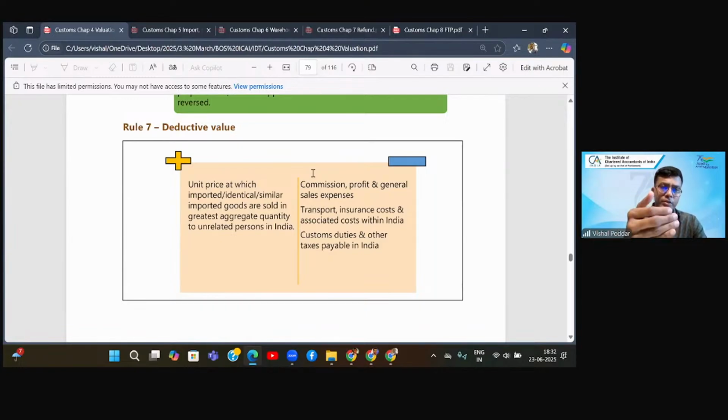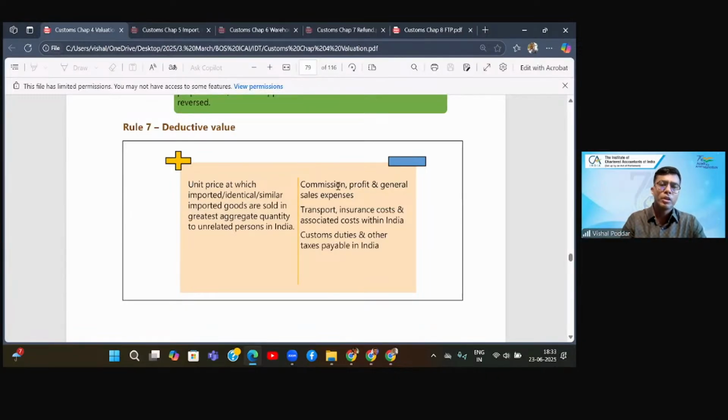Now what we are doing is we are going reverse. So you take the selling price of these goods in India to an unrelated buyer in India, take that selling price and deduct both these things, the profit margin and the cost which would have been added. What you will get is mathematically the import value. This is what is deductive method. So under this method, we have to go backward.